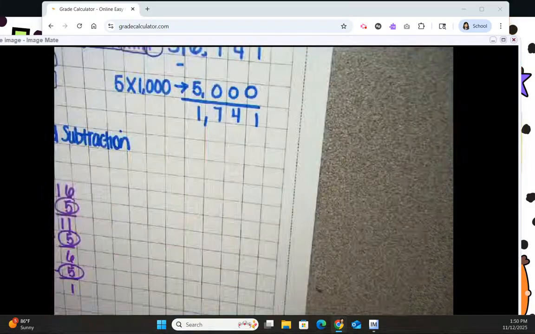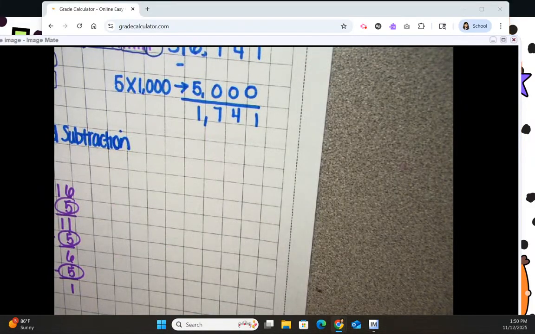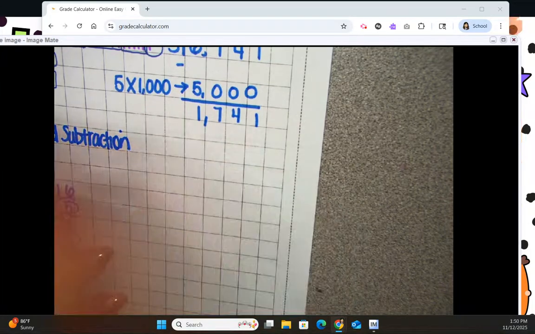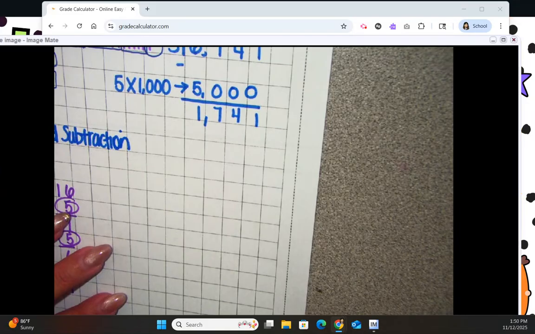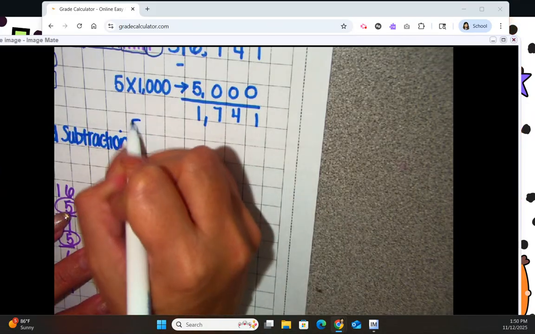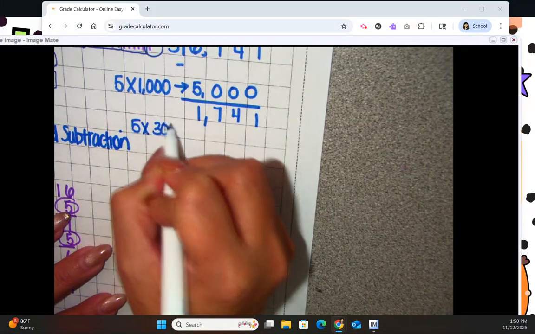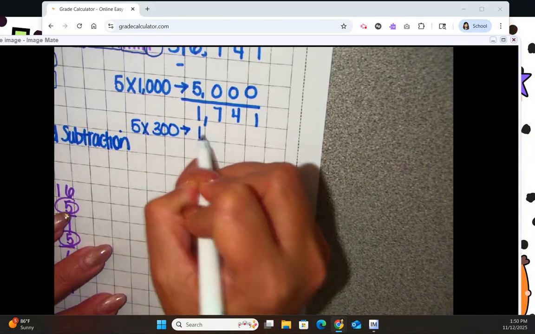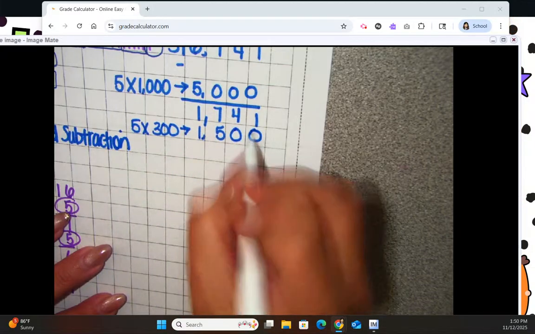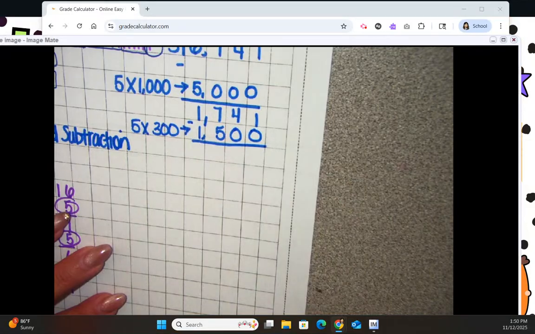300. Now, you could do 30. That's not wrong. You're just going to have to do a bunch of 30s over and over and over and over. All this does is it saves you that space. So I can do 5 times 300, and that is 1,500.